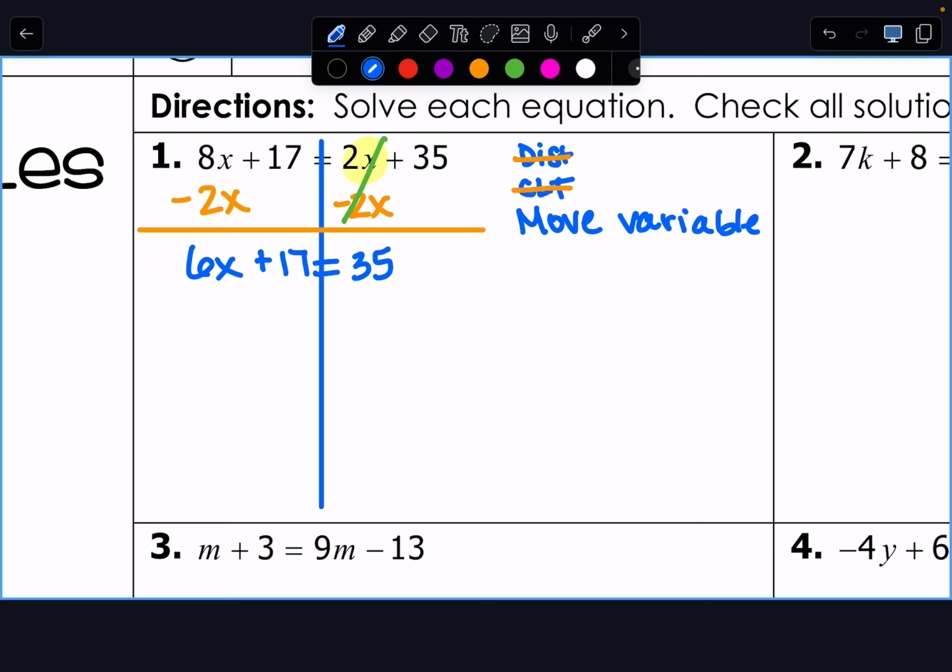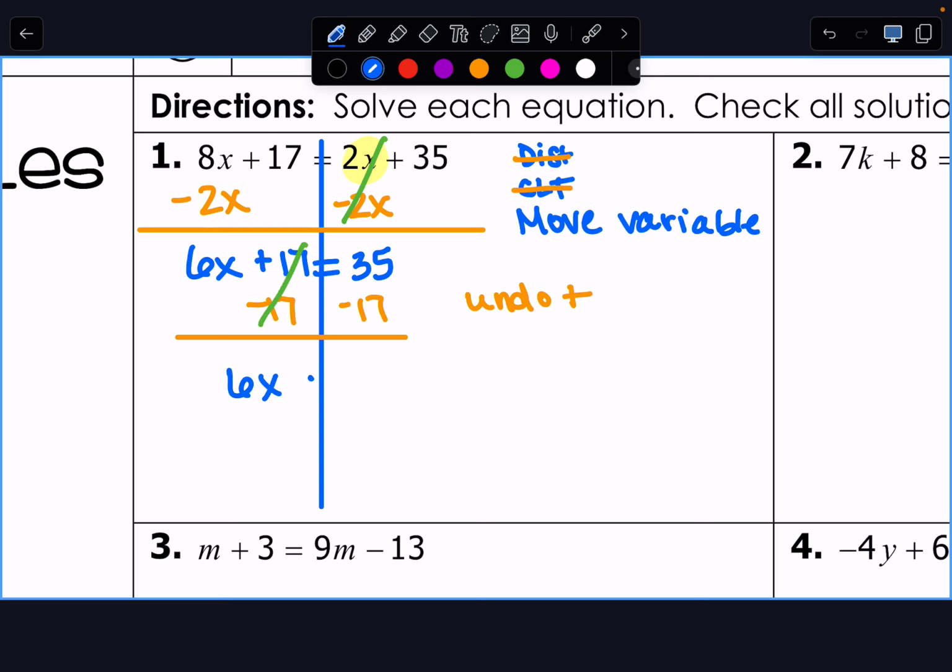Now we're at a point where this looks like something that I would have given you on your quiz last week. Now this is just a two-step equation. What do we need to move first? The 17. How are we going to move the 17? We're going to subtract 17. We're going to undo our addition by subtracting 17 from both sides. So those undo each other.